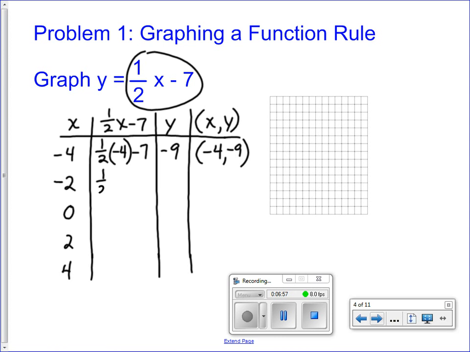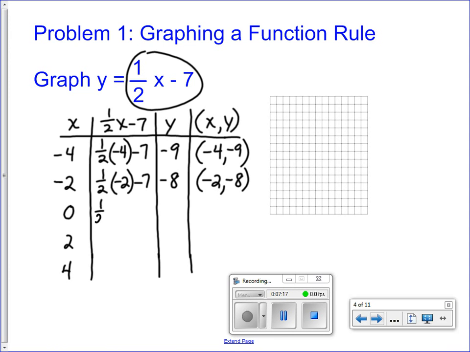Substituting in -2, I have 1/2 times -2 minus 7. 1/2 times -2 is -1, and -1 minus 7 is -8. So I have the ordered pair -2, -8.